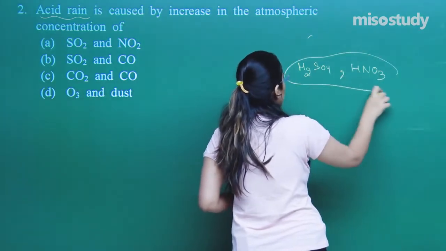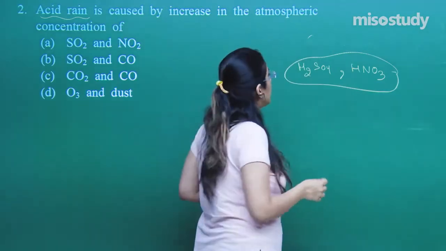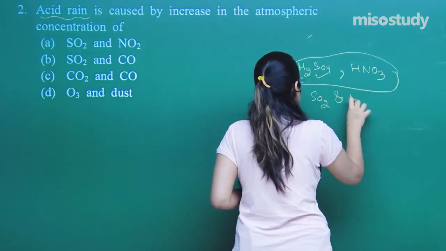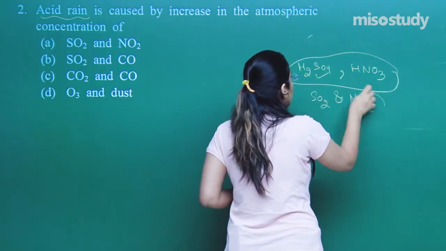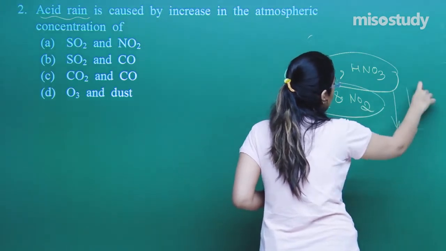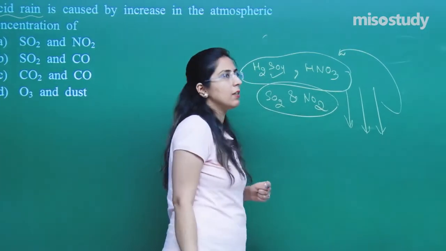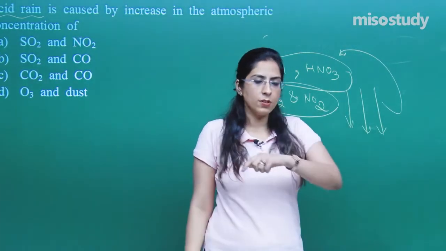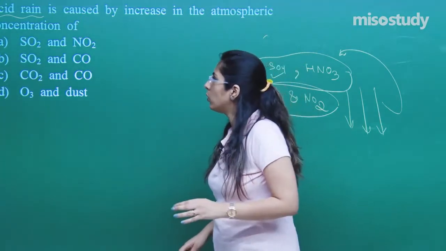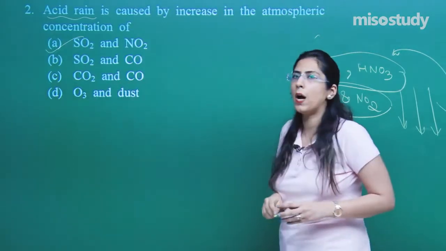Sulfuric acid and nitric acid formation occur. This is because of the gases present in the environment, SO2 gas and NO2 gas. They are present in the water, and they combine with the water droplets which are falling in the form of rainfall. Ultimately this acid formation occurs, and these acids deposit on the surface of the earth and cause major pollution. So, the correct option as per question number 2 is SO2 and NO2.